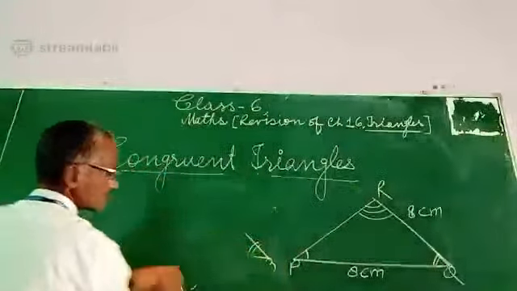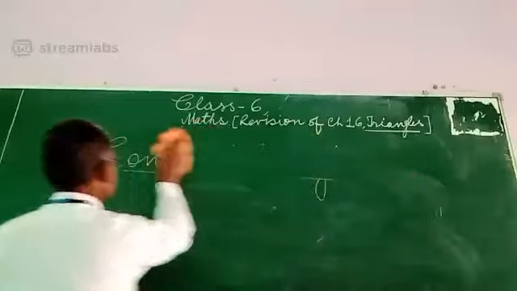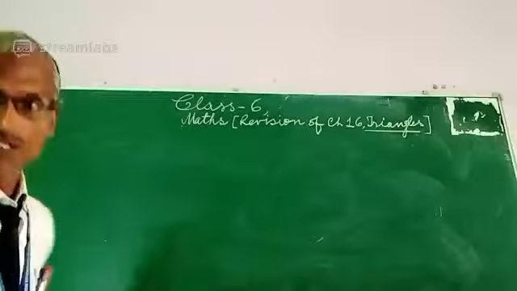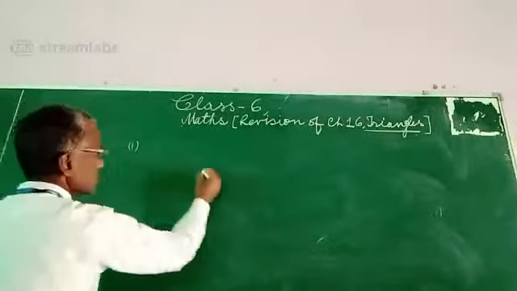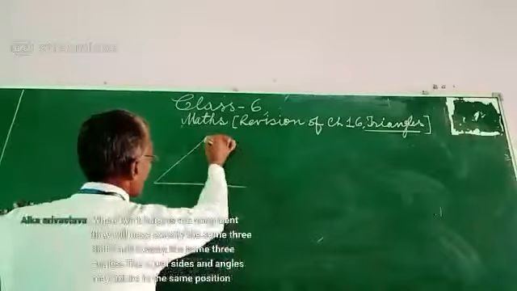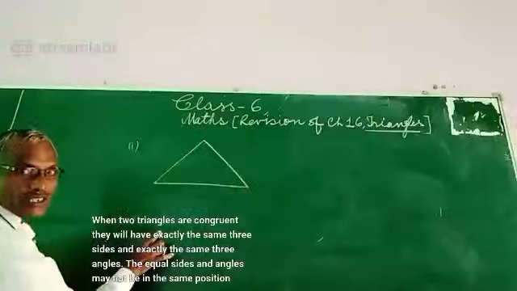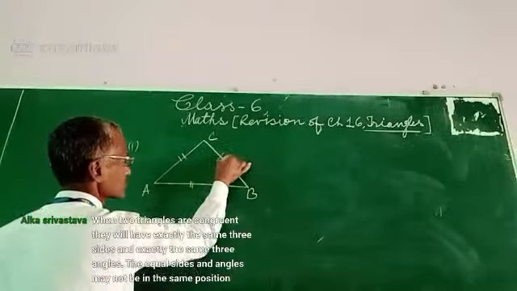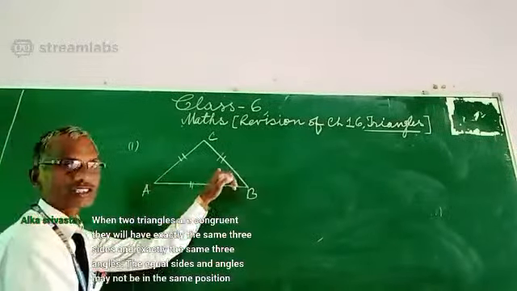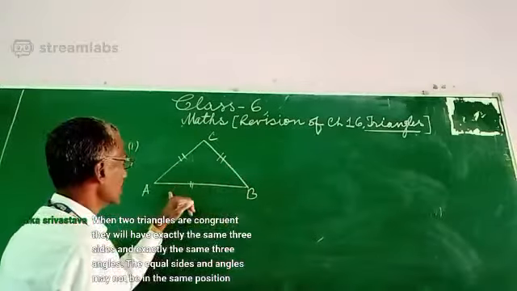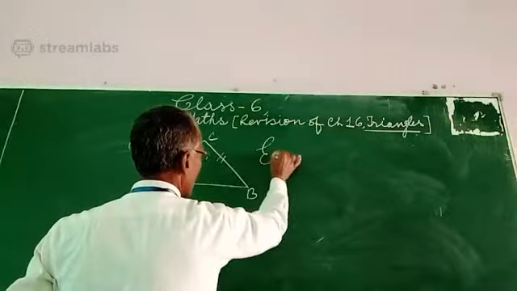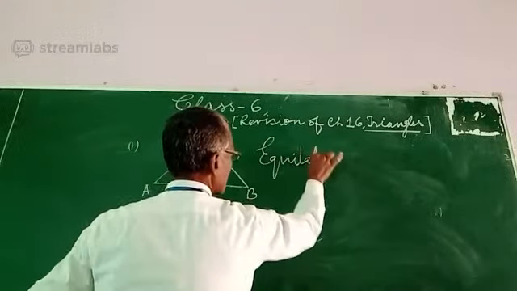Now next, how many types of triangles are there? How many types of triangles according to angles? How many types according to sides? Let's suppose it is a triangle ABC. If all sides are equal, a triangle having all sides equal is called an equilateral triangle.